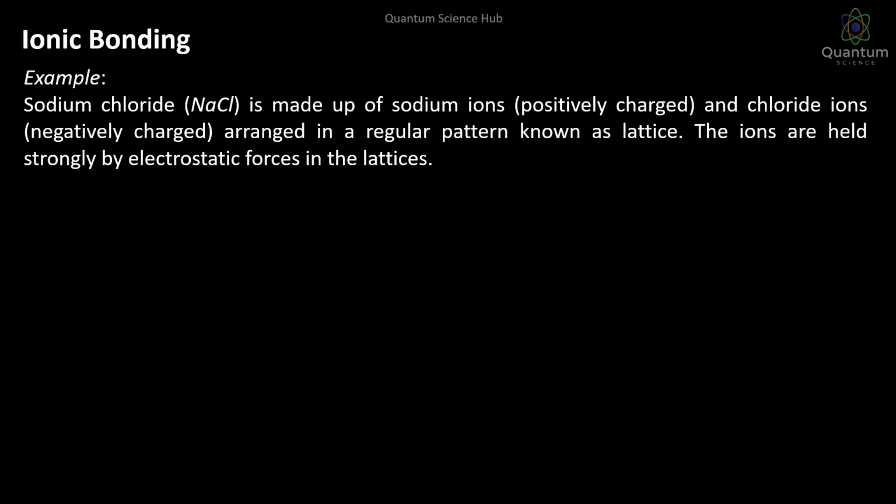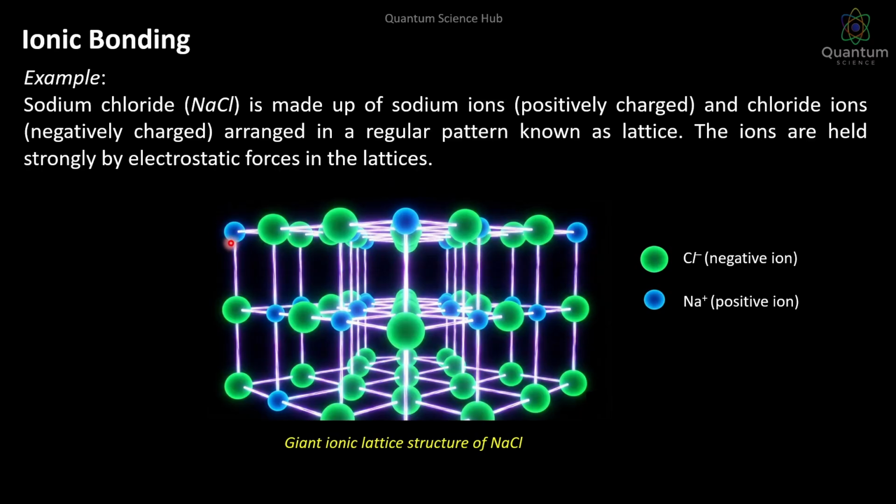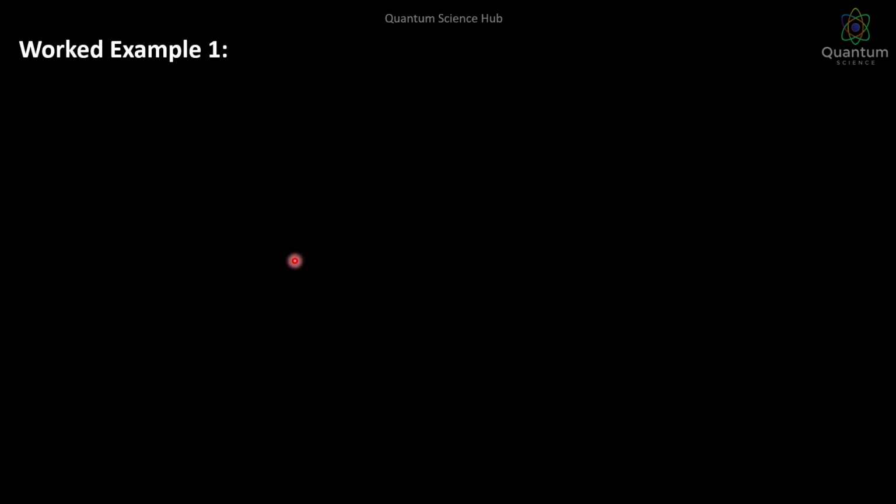So the structure is going to be like this. As you can see, positive sodium ions are held together with chloride ions. And the bonding between them is what we call ionic bonding, because they are held by strong electrostatic forces between the positive and negative ions. So this is the giant ionic lattice structure of sodium chloride. Now let's see an example of the formation of an ionic compound.